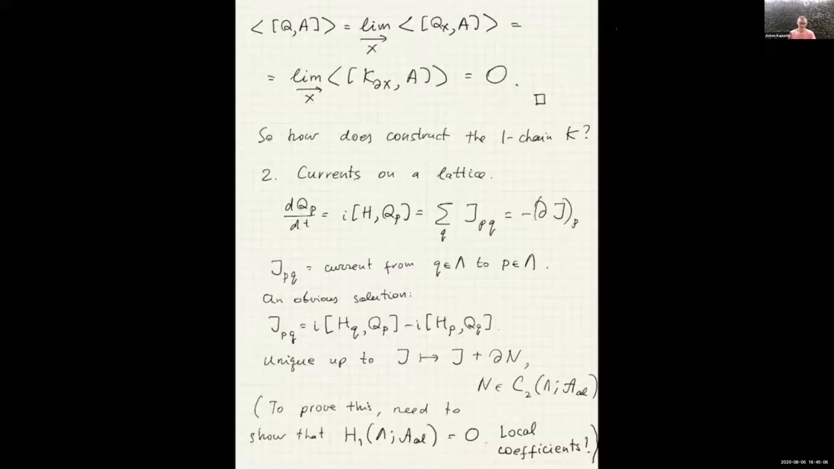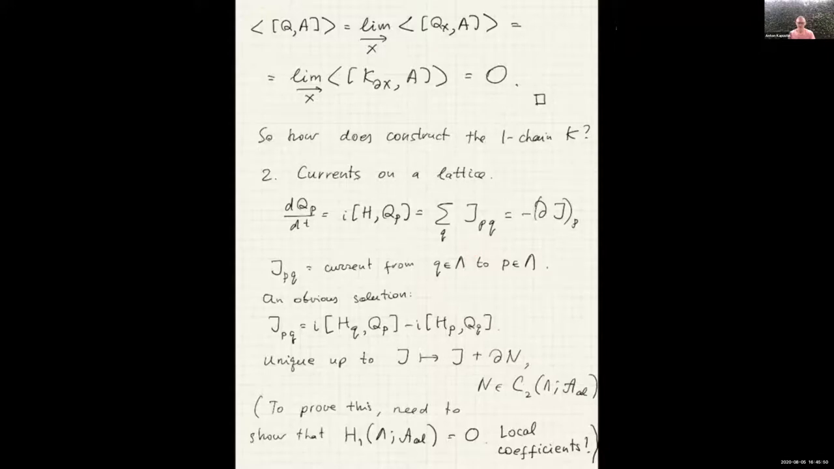But anyway, how do I want to construct this one chain? Another useful construction is how to think about currents on the lattice. This essentially appears in appendix D or C of Kitaev's honeycomb model paper, in the case of, I think, energy currents, but similar things work for electric currents. So let's do electric currents, for our purposes it's more useful. What's a current? Current is by definition something which makes this equation true: the derivative of the charge at some site is equal to the sum over currents from all other points to the site P. It's some operator like that.